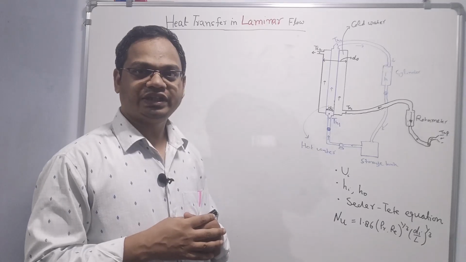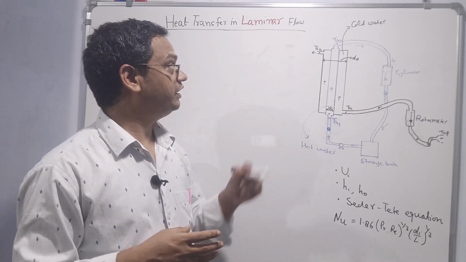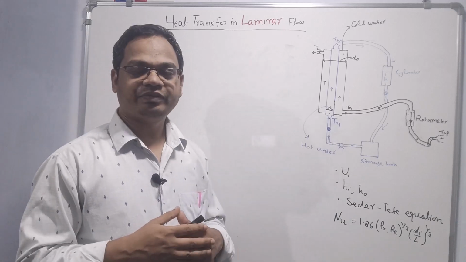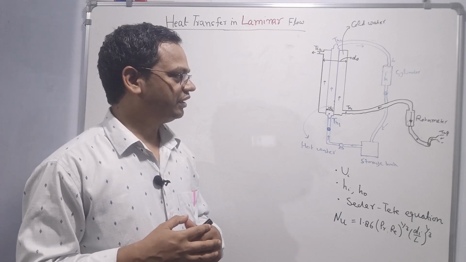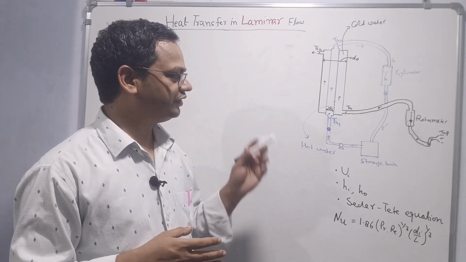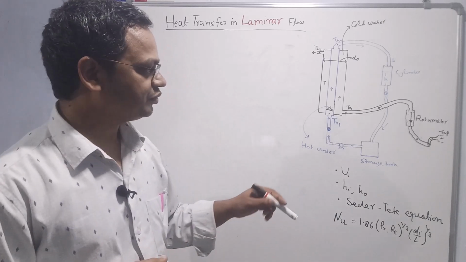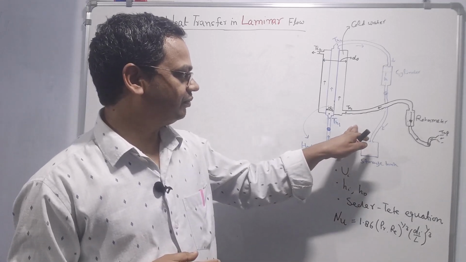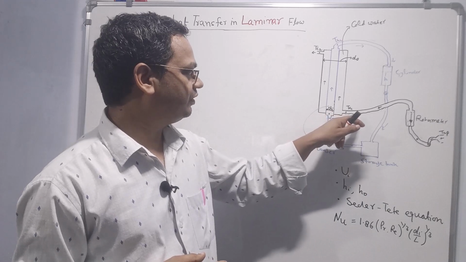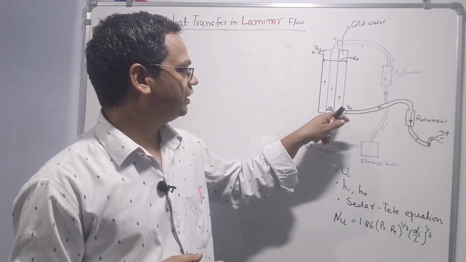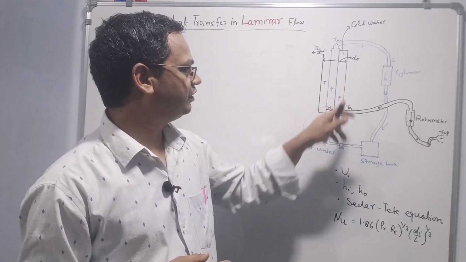Now coming to the theory involved in the experiment heat transfer in laminar flow. Experimental part we already have seen, therefore right now we will discuss the calculations involved in this experiment. This is the cartoon of the setup where hot fluid enters the inner pipe, cold fluid enters the outer pipe in this double pipe heat exchanger.